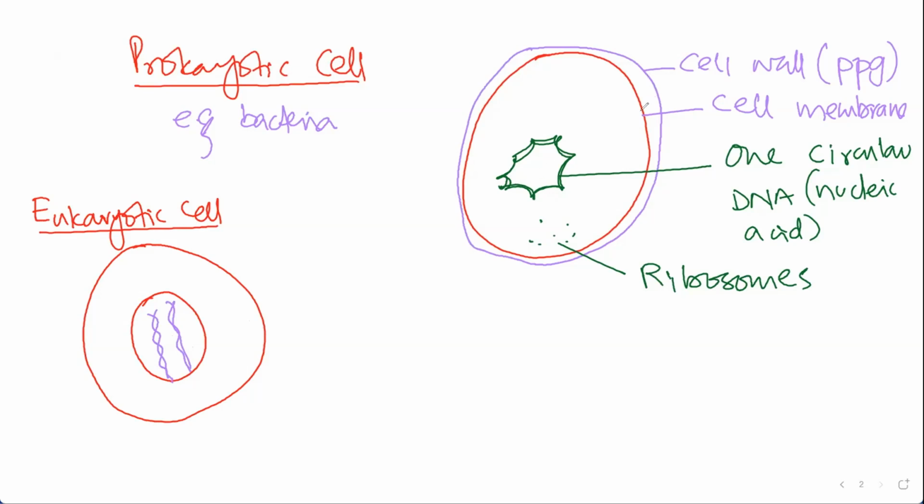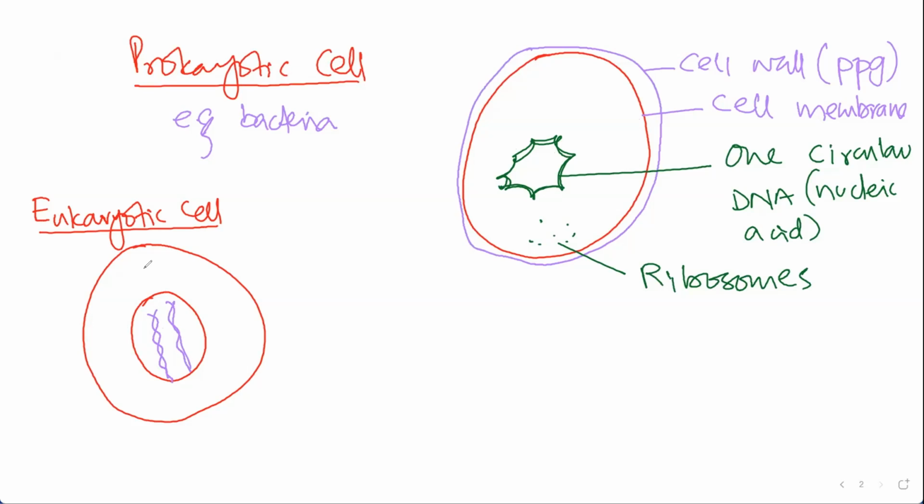So what are the features of prokaryotes? Number one, they have no membrane bound organelle. Number two, they have circular DNA. And number three, they have one DNA. Look, prokaryotes have just one DNA, but eukaryotes have more than one. For example, we as humans have 46 chromosomes in each of our body cells.